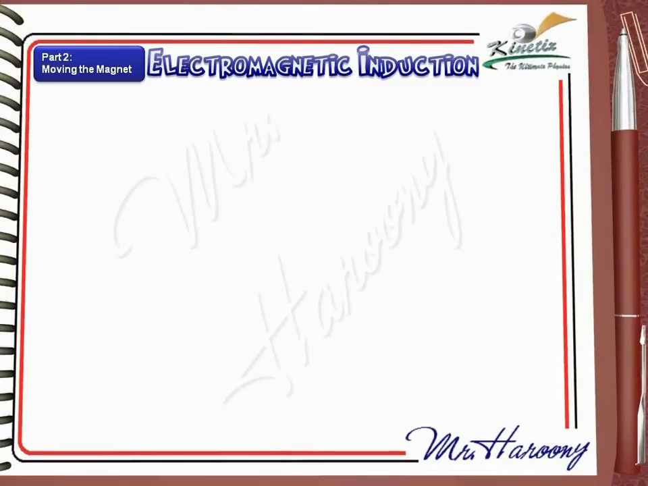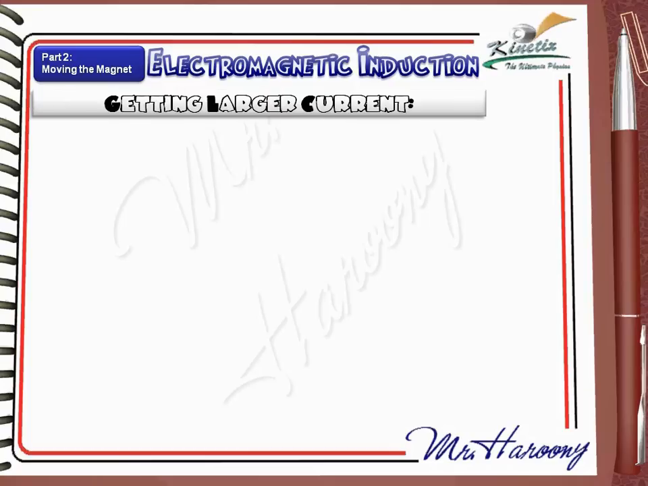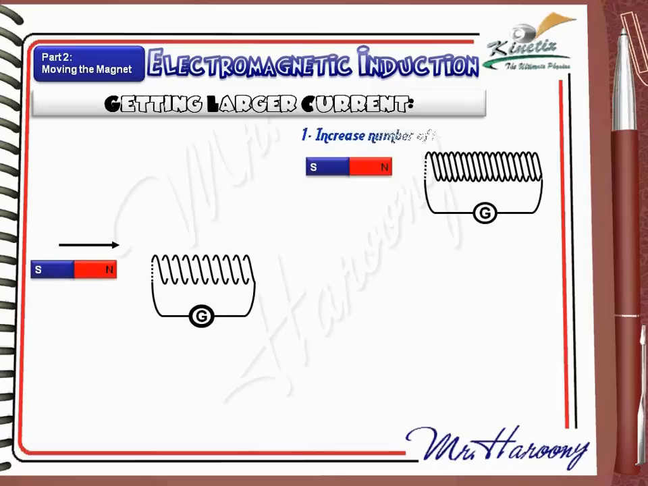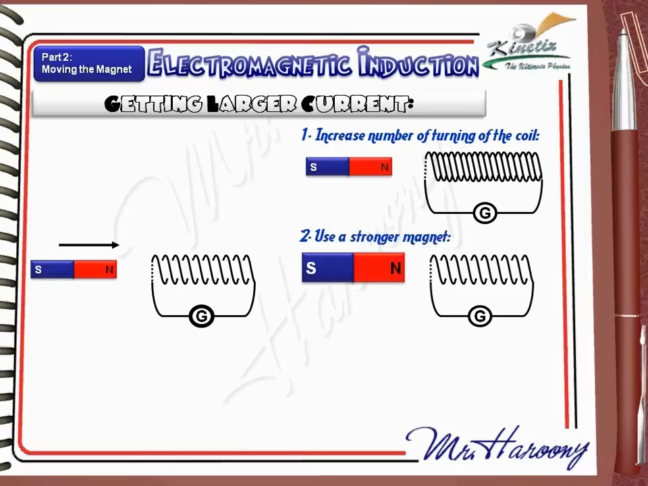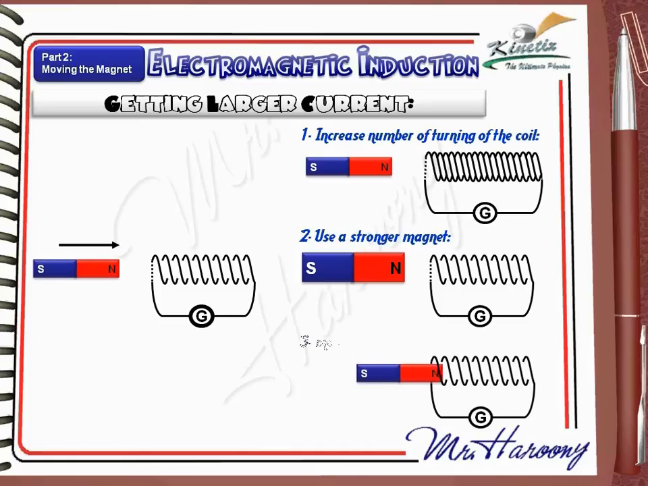Still on the second method of producing induced current, moving the magnet near a fixed coil. Now it's time to know how to get larger current by this way. Increasing the number of turnings of the coil can increase the intensity of the induced current produced by this method, even if we use the same magnet with the same speed. Also, in this case, using a stronger magnet can cause a stronger current. And finally, moving the magnet faster into or away from the coil can produce a stronger current.